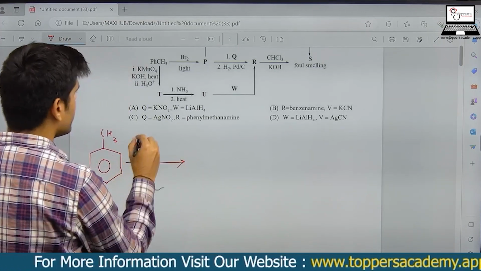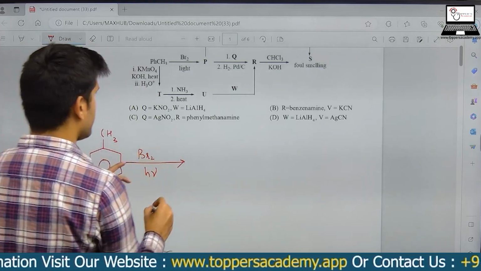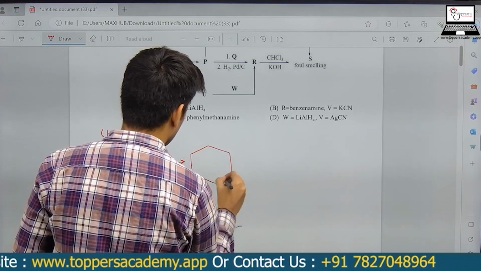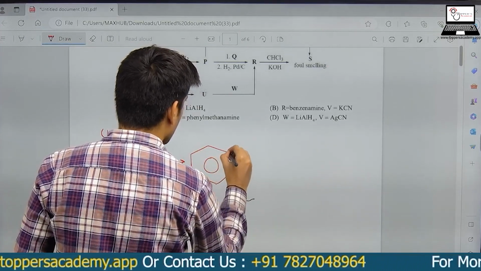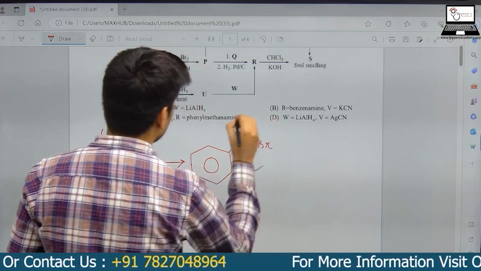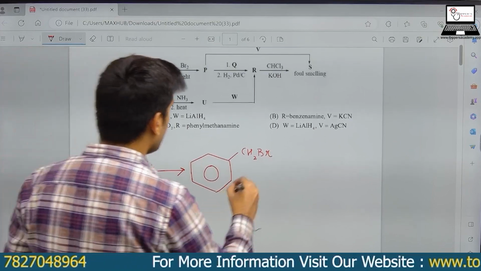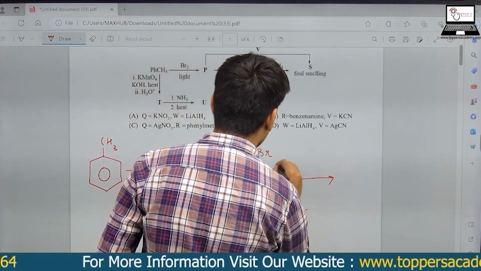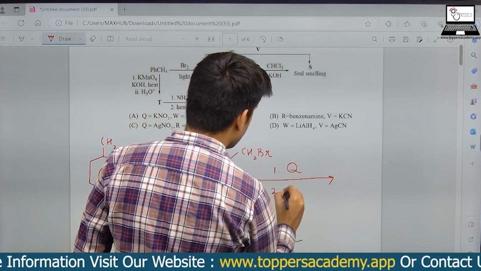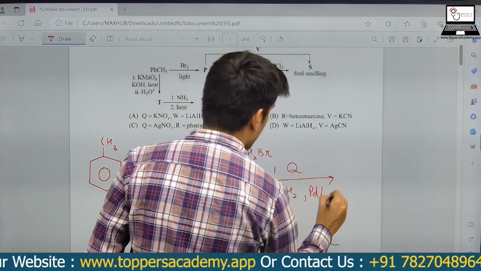And the first reagent is bromination in the presence of light. We know it is for the benzylic substitution or the allylic substitution. What do I get? CH2Br. In the next step, the first reagent is Q. Second is reduction, hydrogenation in the presence of palladium and charcoal.